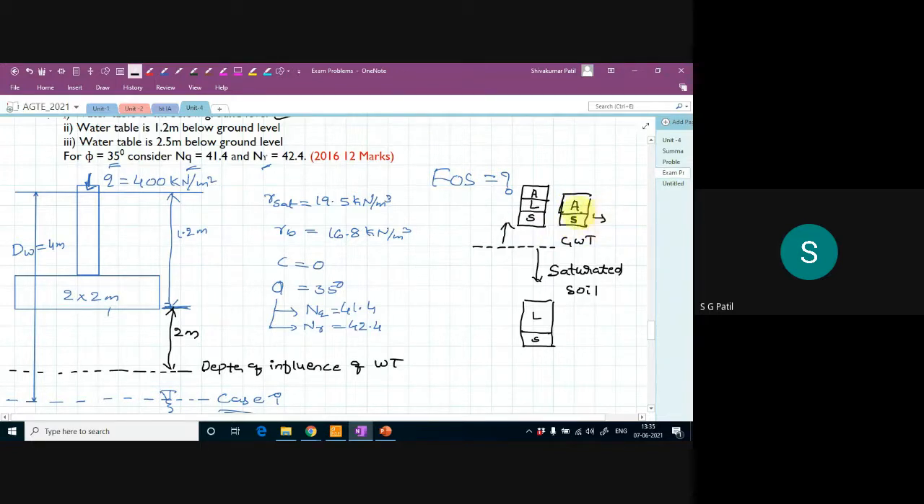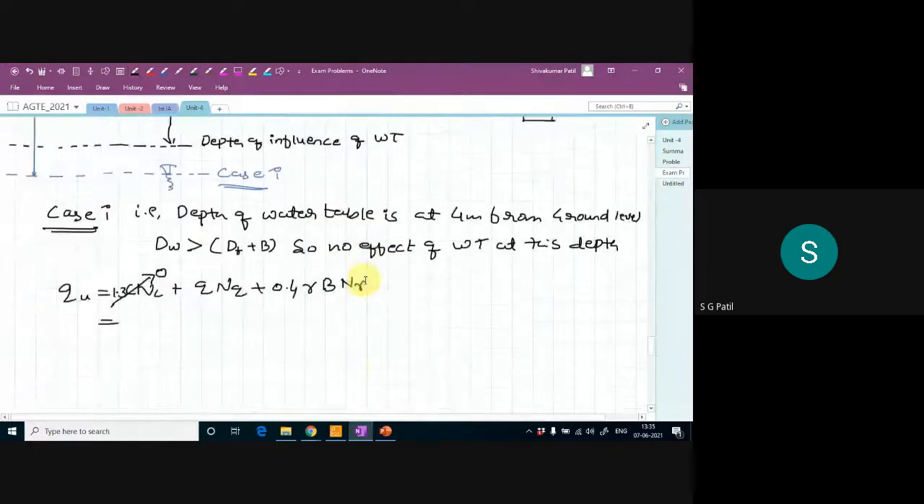Then this case will be your dry unit weight. If all three are there, then this will be your bulk unit weight. And if this is the case, then it will be your saturated unit weight. Since here there is no water table, whatever densities they have given, I have to consider as a bulk density. So that 16.8 kilonewton per meter cube, I should consider as a bulk or dry density.